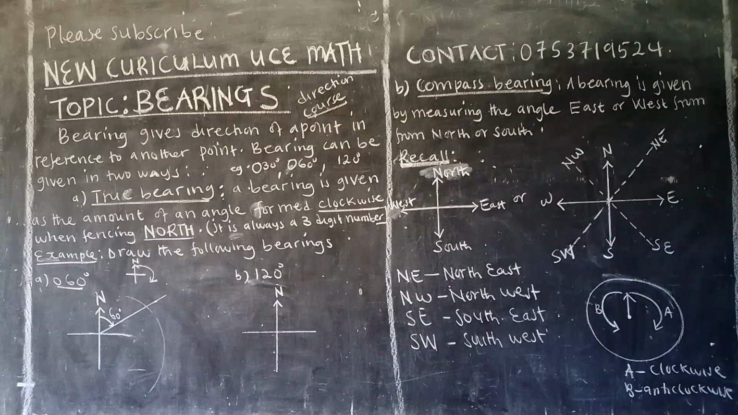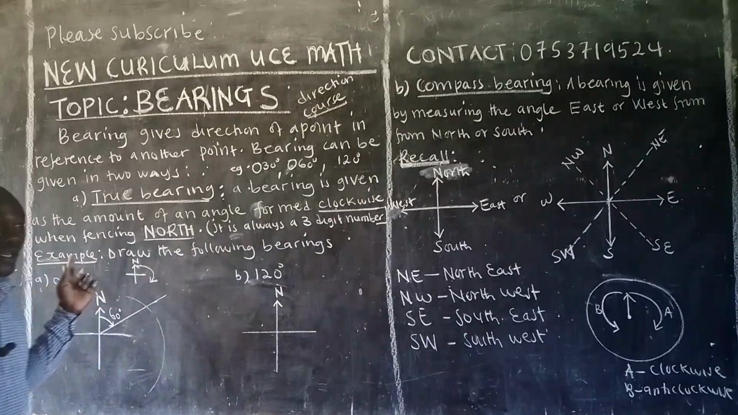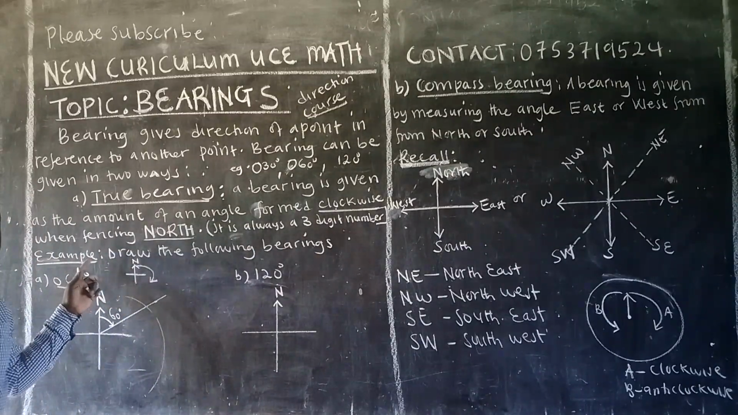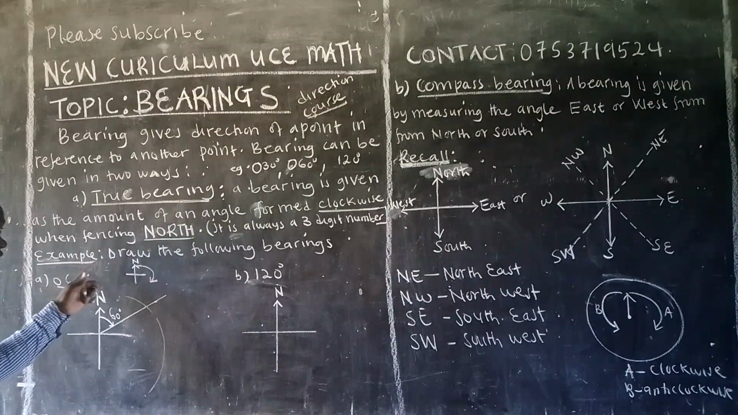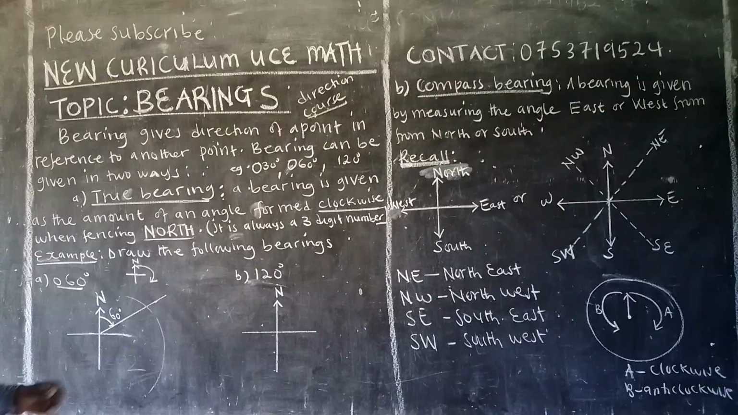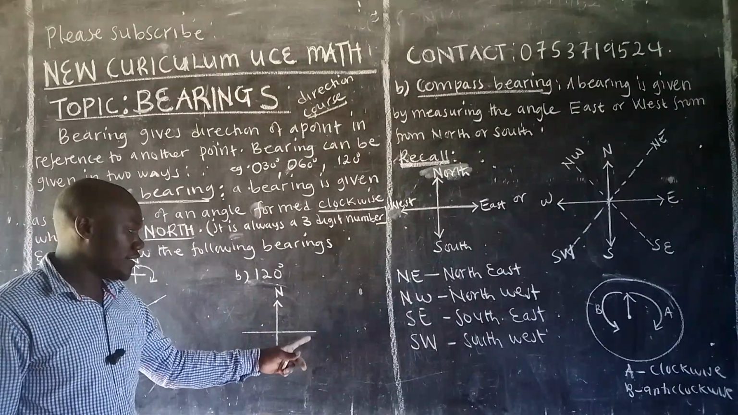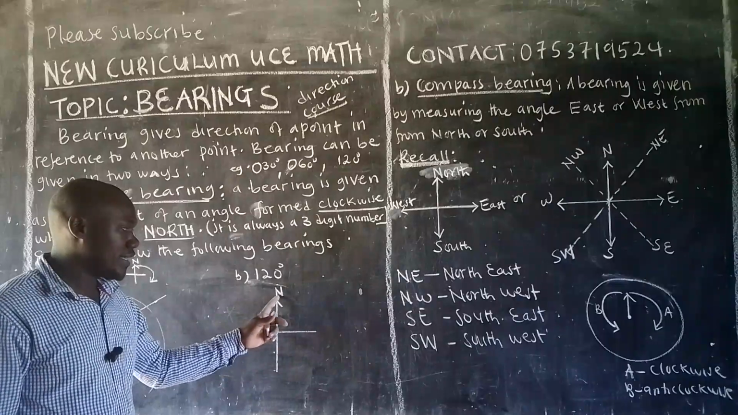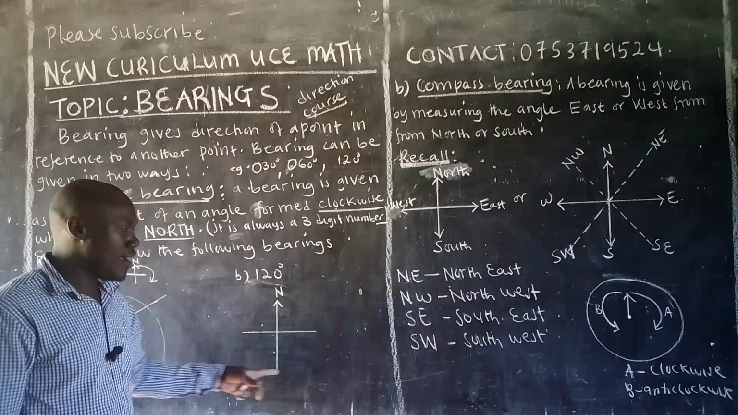Now, having done that, we have to measure the 120. But remember, we are in for true bearing, which is measured when facing north. The north is here. From here, clockwise, north clockwise, like that. So the angle we're going to measure moves in this order, like that.